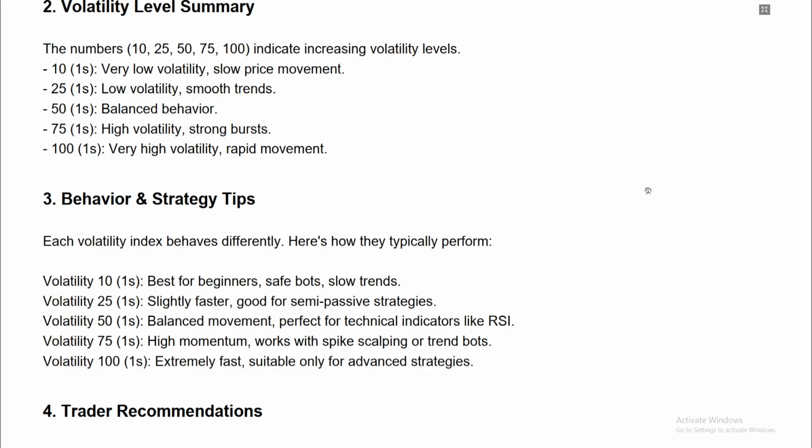75 1S, on the other hand, has a high momentum and works with spikes, scalping or trend bots. If you have trend bots, you can use 75 1S.